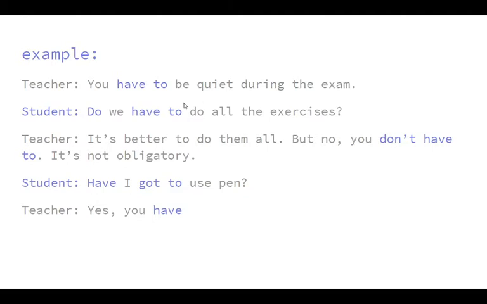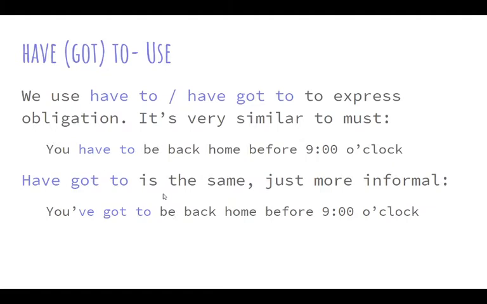You must be quiet, you have to be quiet. Must we do all the exercises? Do we have to do all the exercises? Must I use a pen? Have I got to use a pen? Yes, you must, or yes, you have. Very similar, okay? So as we have seen, the verb have to or have got to are two expressions that are used to express obligation, and they are very similar to must, okay?